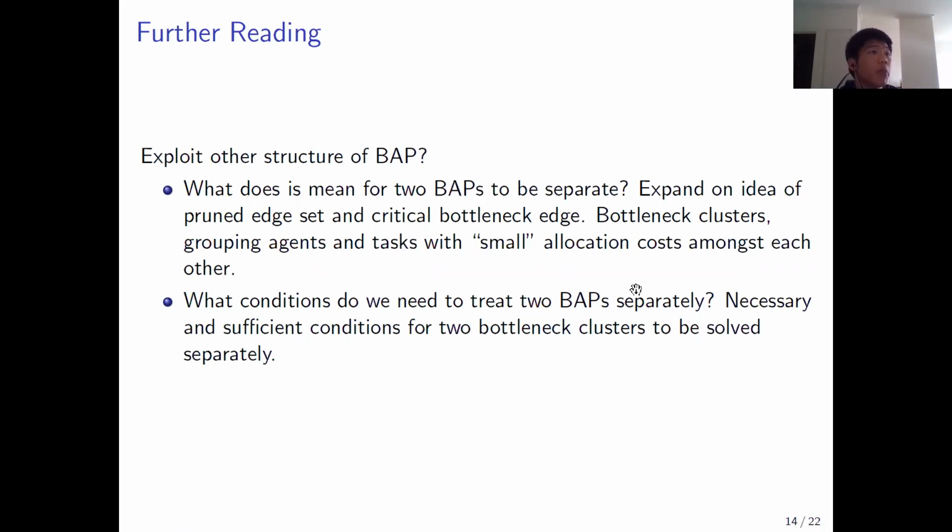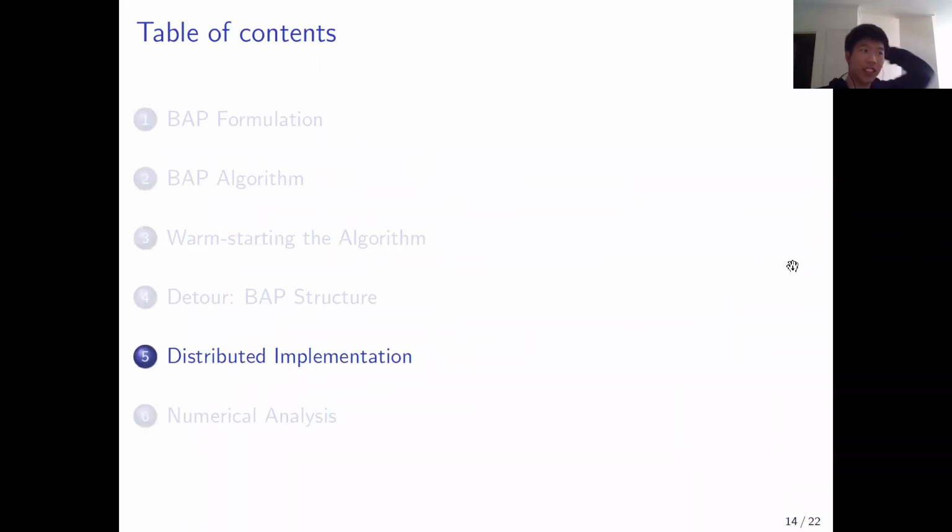And so using this idea of bottleneck clusters, we can then come up with this question. What conditions do we need in order to treat two BAPs as separate problems? So how far do these cities have to be before you can actually consider them as separate cities, for example? So there are necessary and sufficient conditions for when two bottleneck clusters can be solved as separate problems. And that's all in the second paper that I showed way back at the start, the IFAC paper. Okay, so that's all for the detour.